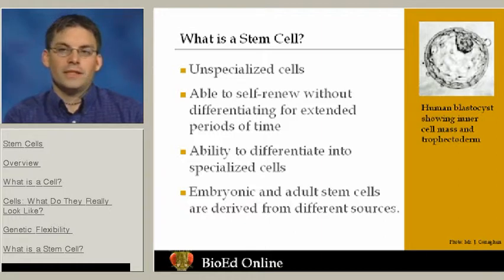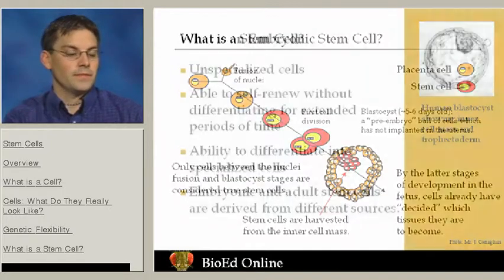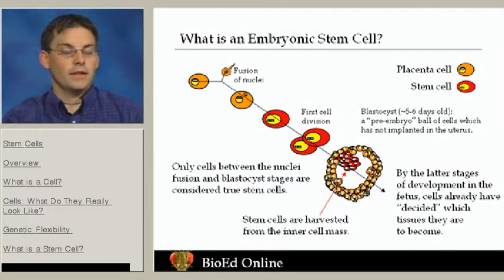Scientists refer to two distinctly different types of stem cells: embryonic stem cells and adult stem cells. These different types of stem cells come from uniquely different sources. Where do we get stem cells? Let us first examine the origin of embryonic stem cells.